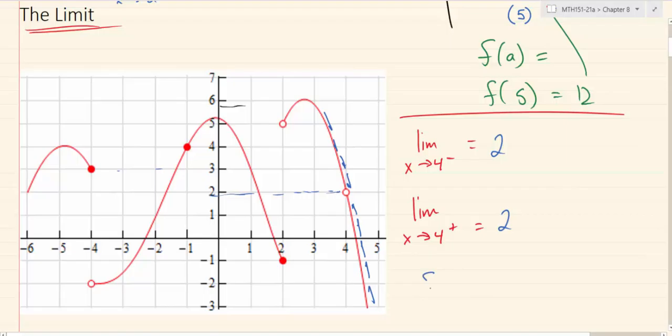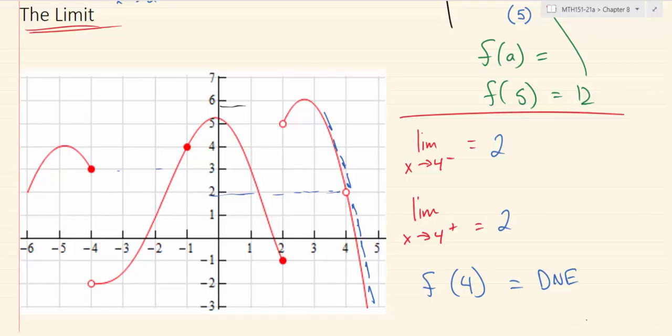So the bridge in the middle is, what is f at 4? What is f of 4? What is the value of the function right at that point? And the answer is? Yeah, it does not exist. Undefined. There is no point at 4 because there's a hole in the graph.